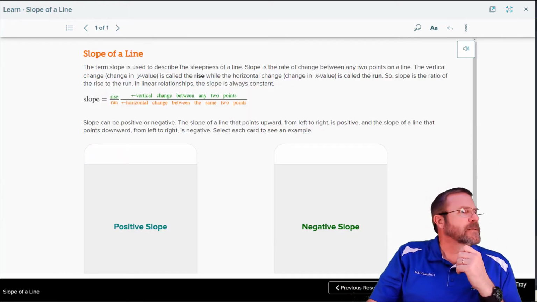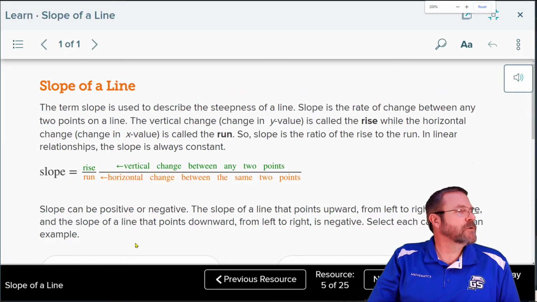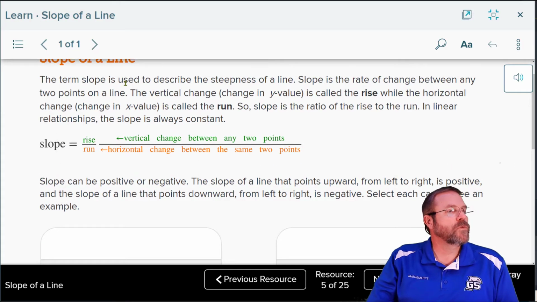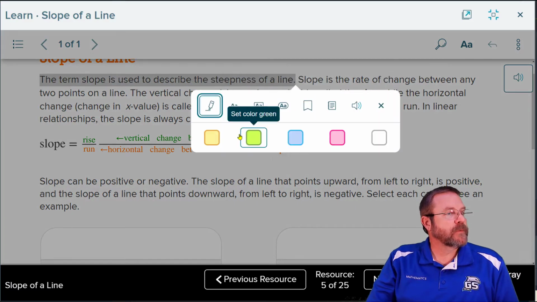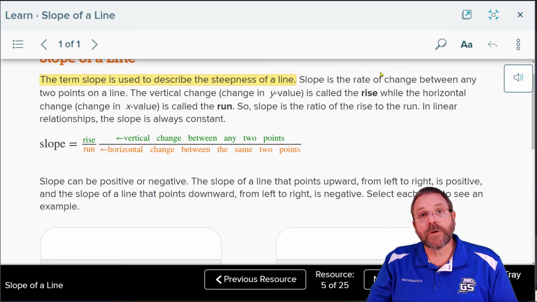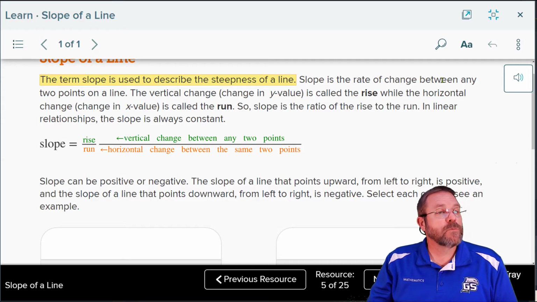And that leads us into some definitions here. So let's zoom in a little bit. The term slope is used to describe the steepness of the line. While they don't have that tagged as a definition, it is pretty darn important. The slope is the rate of change between any 2 points on the line.